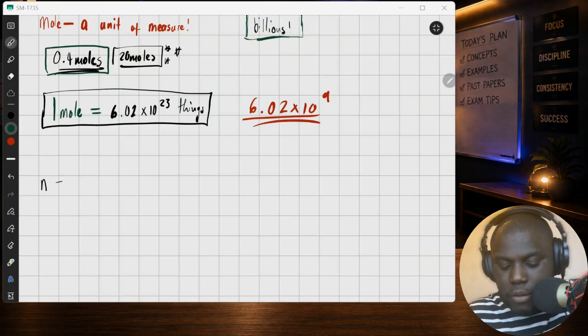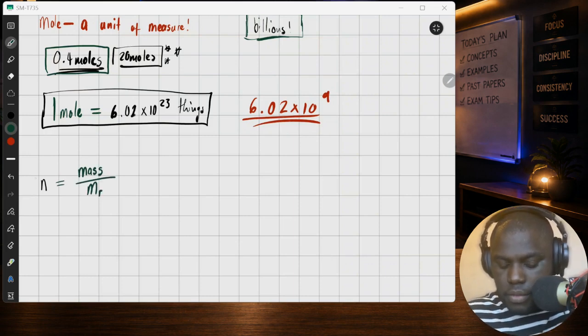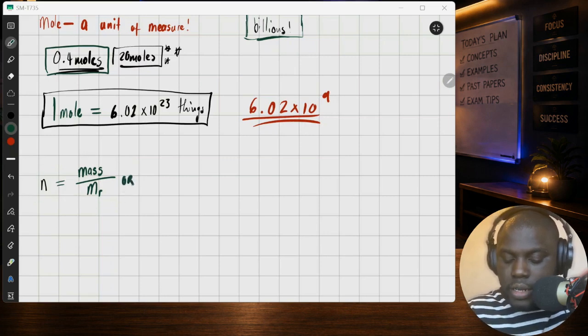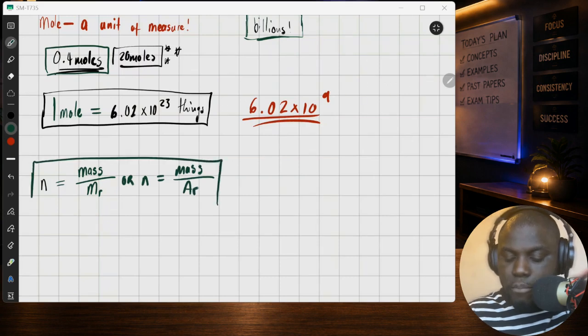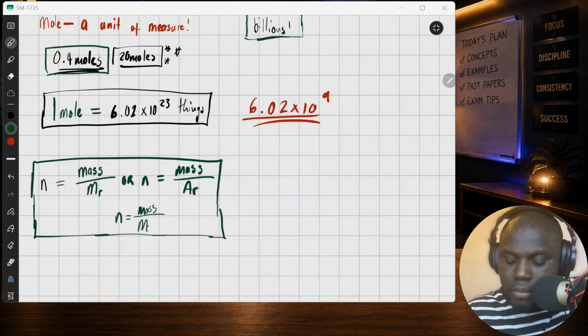When you want to find the number of moles, you must know the following formulas. Number of moles is mass over molar mass. So it could be number of moles is mass over MR, or number of moles is mass over AR. These two are both examples of molar mass. So the formula is actually number of moles is mass over molar mass. We're going to talk about this further, but I want you to just know this. I don't want to over-explain.